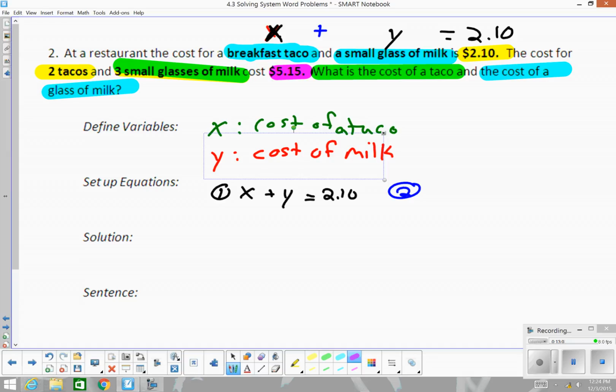So 2 tacos. Well, the cost of 1 taco is x. So if I want to say 2 tacos, I'm going to say 2 x's, right? And "and" means plus. So I have 2x plus 3 glasses of milk. A glass of milk is y, so it's going to be 3y. If you say cost, that means equals $5.15. So I have my equation: 2x plus 3y equals 5.15. Okay, awesome.